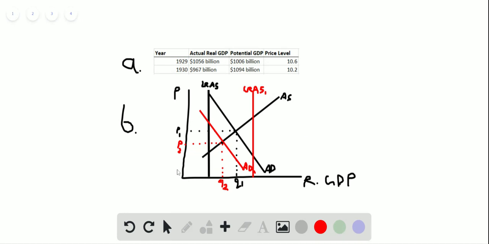And so during all this, deflation occurred as prices fell from P1 to P2. So this is different to what has happened in recessions after this point.